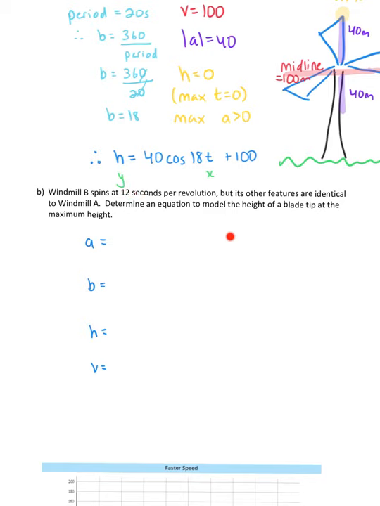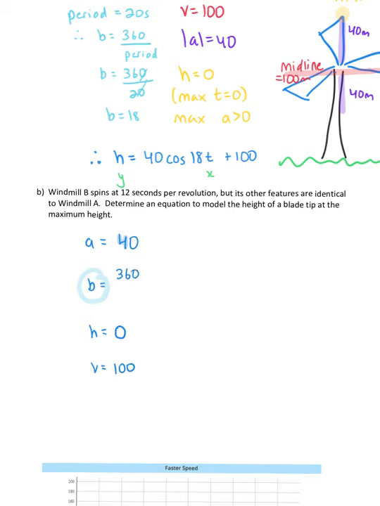So it's spinning faster than windmill A. So that means the period is changing, which affects the B value. So only the B value is going to be affected by this change. So that means all the other parameters are the same. A is still 40. It's still positive, and our H value is still 0 because we're still starting at that maximum. The V value is still 100 because the tower is not taller.